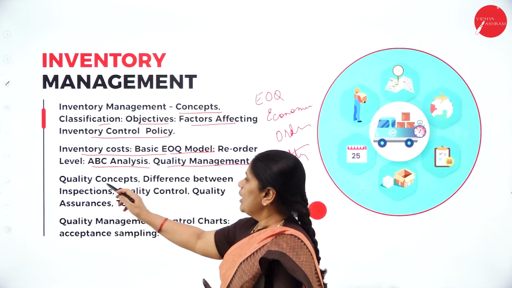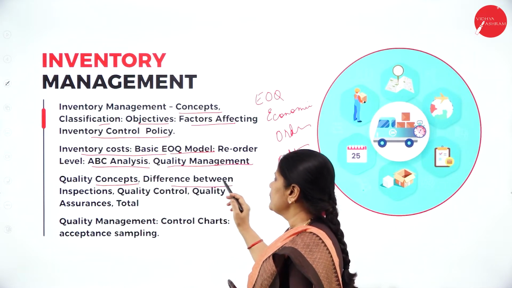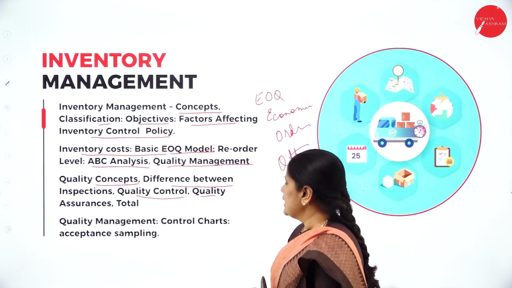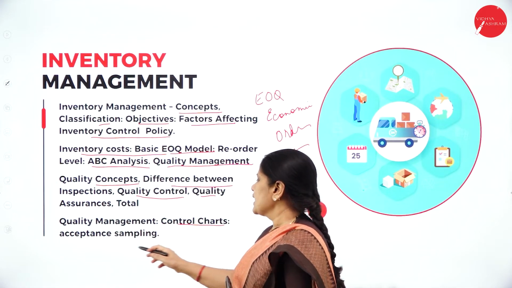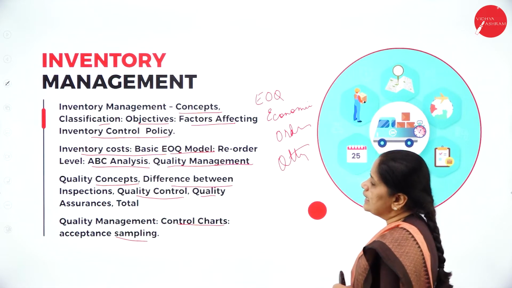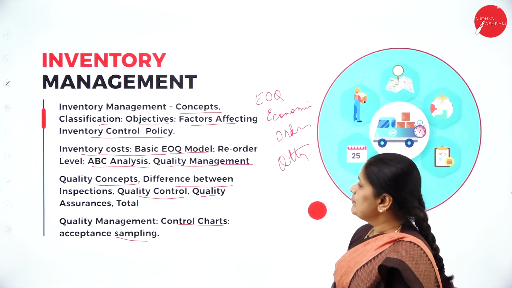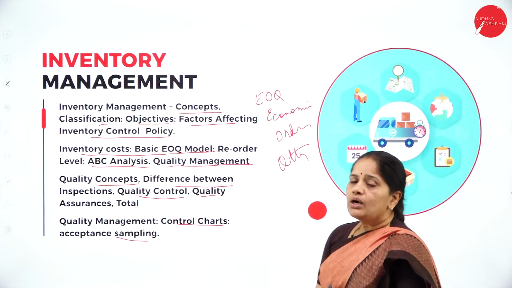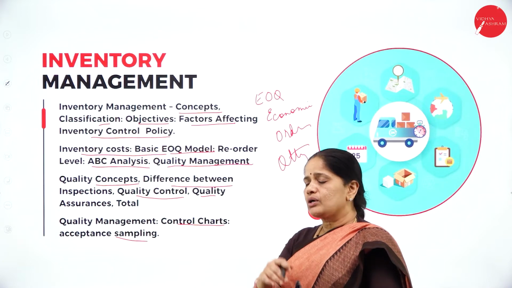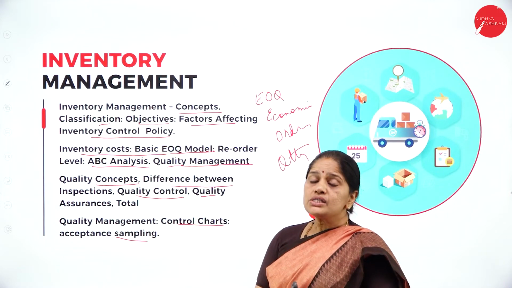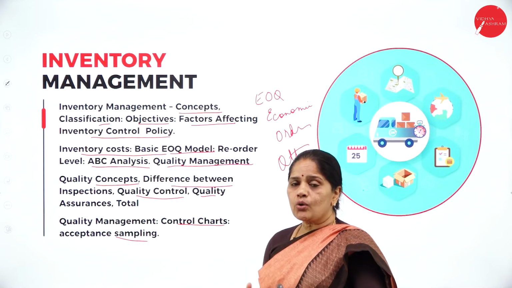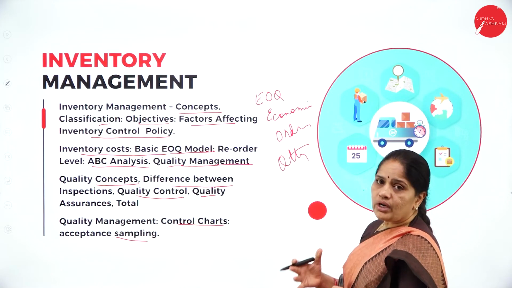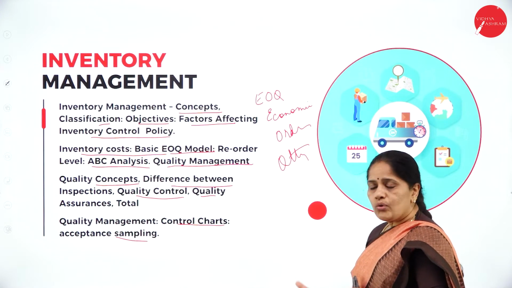Then next we have the quality concepts, differences between inspection, quality control, quality assurance, total quality management, control charts, acceptance and sampling. So in inventory management, we will have a detailed analysis of the quality concepts. So what will be the quality issues which will come up? Once the goods are converted into finished products, we have to check them, we have to inspect them for quality.